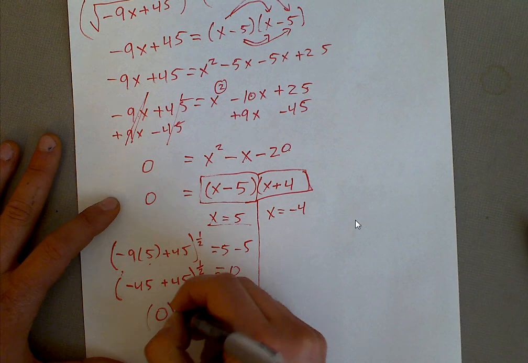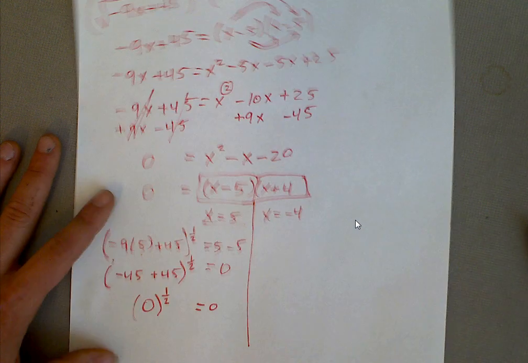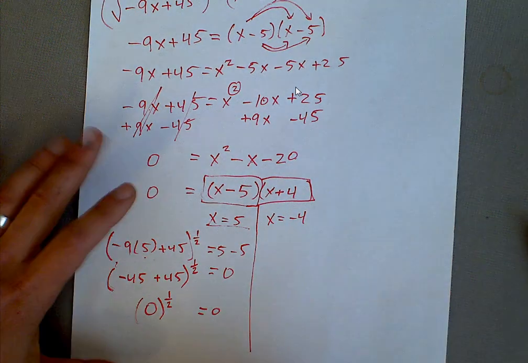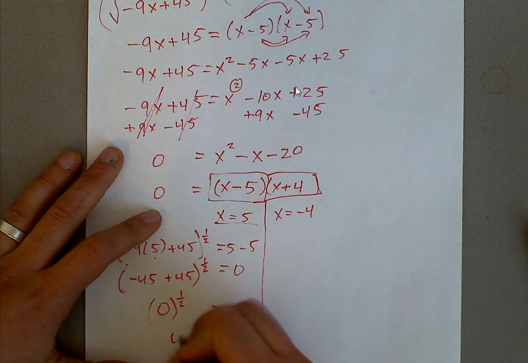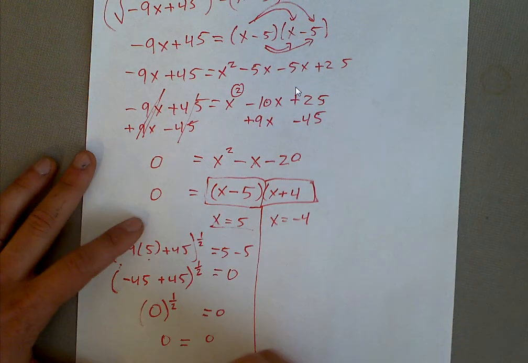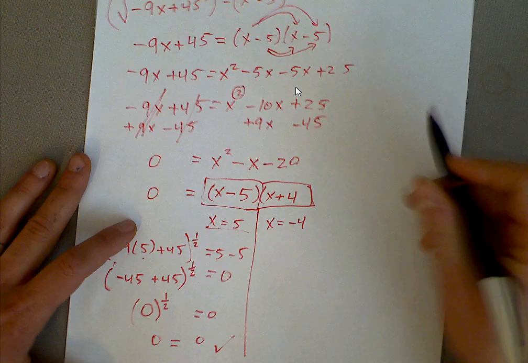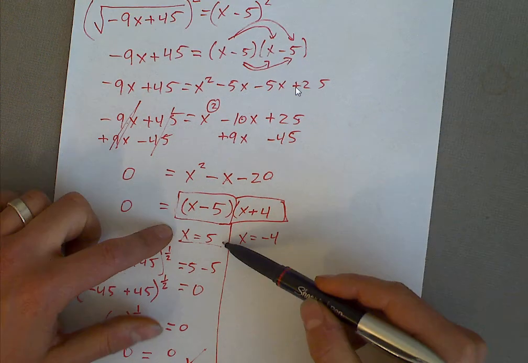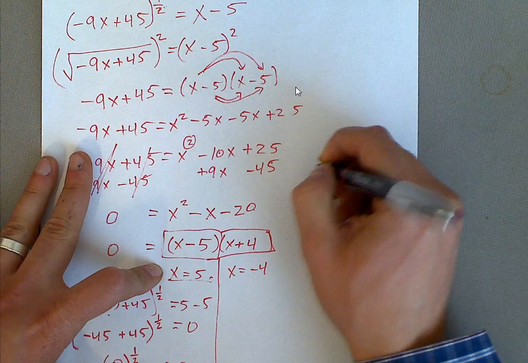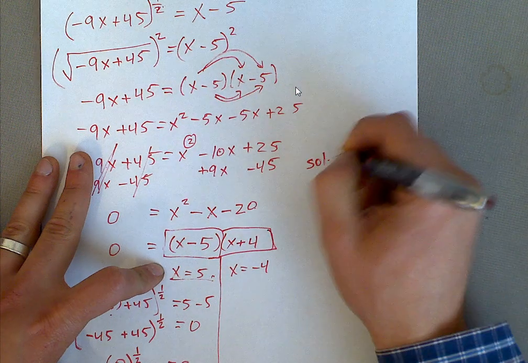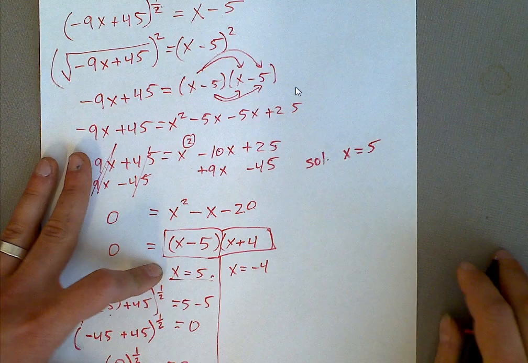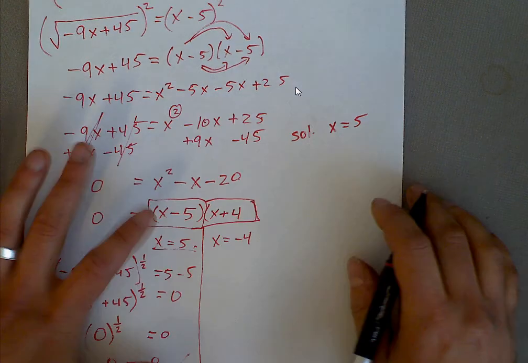0 to the 1/2 is going to be 0, just like the square root of 0 is 0. So we end up with 0 equals 0, which is a true statement. That means that the answer of 5 is a valid solution to this problem. So let's say off to the side that one of the solutions we know for sure is 5. Let's do the same thing for negative 4.